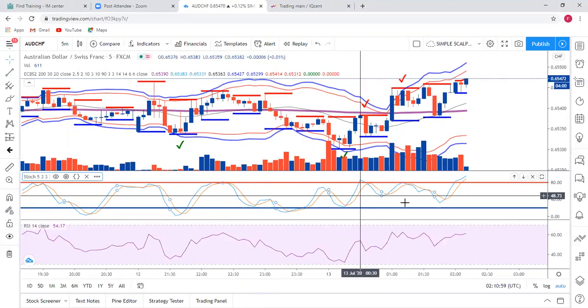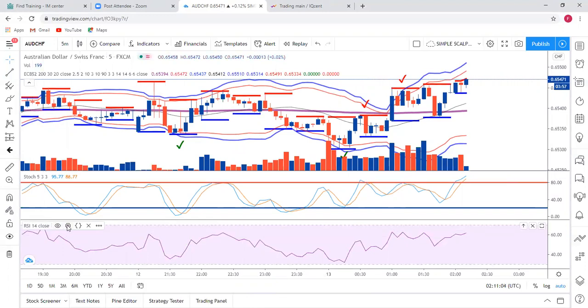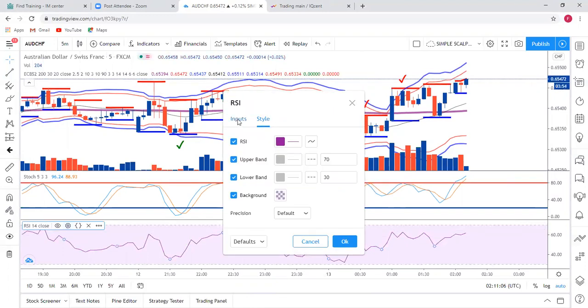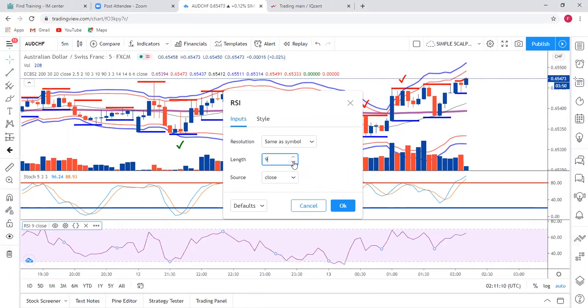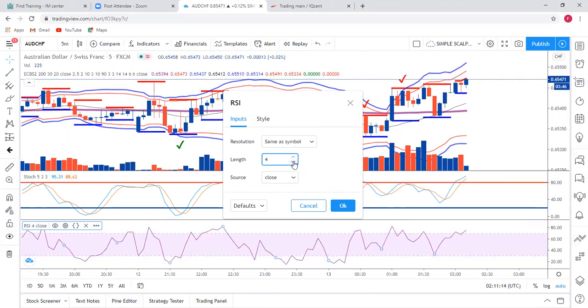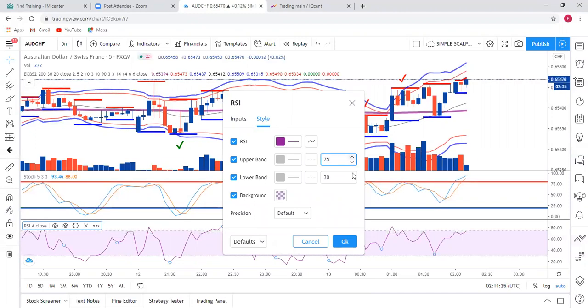This is my stochastic. Then I come to my RSI, relative strength index, and do almost the same thing. Come to the input. Some people use 6, even Carol uses 6, but I prefer using 5 or 4. 5 or 4, but I am more comfortable with using 4. Then come to the style. This should be 75, and this should be 25.